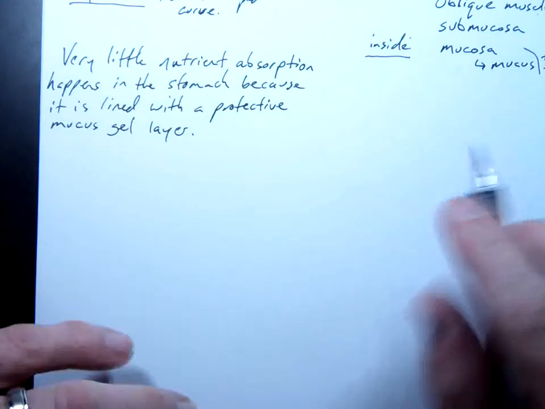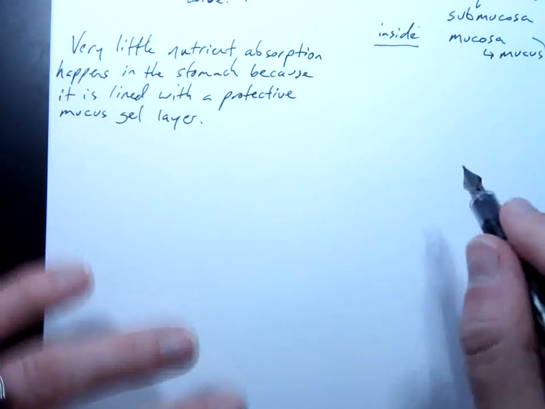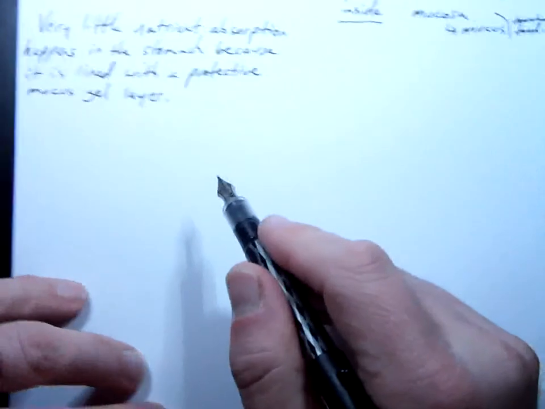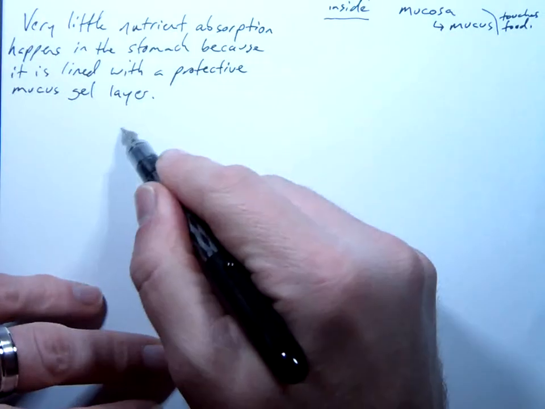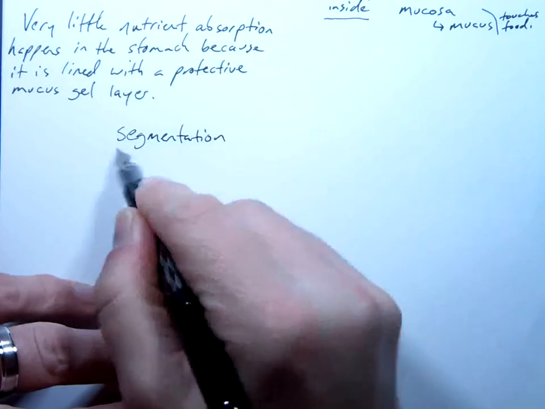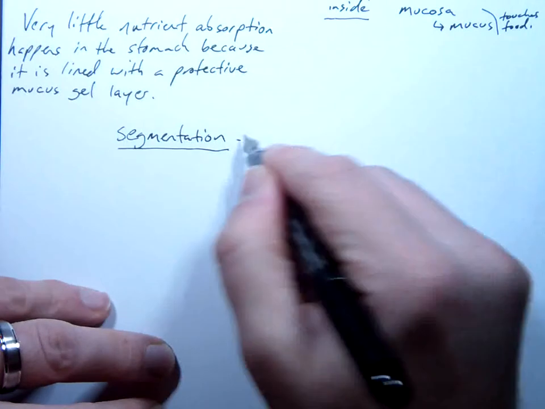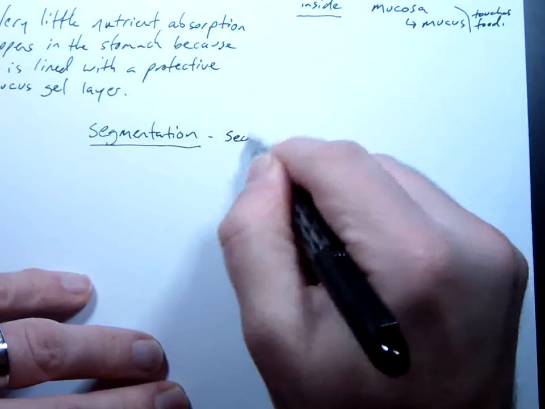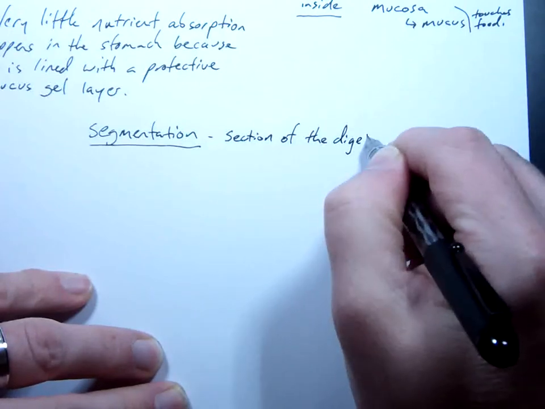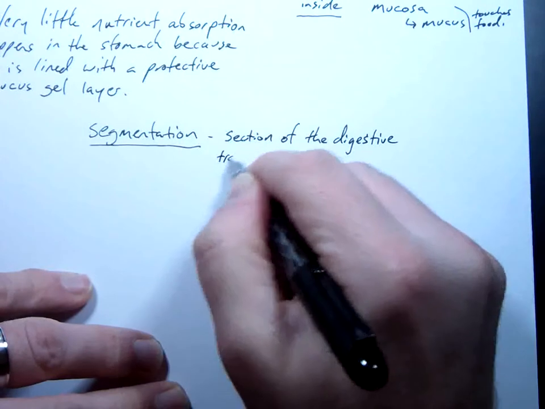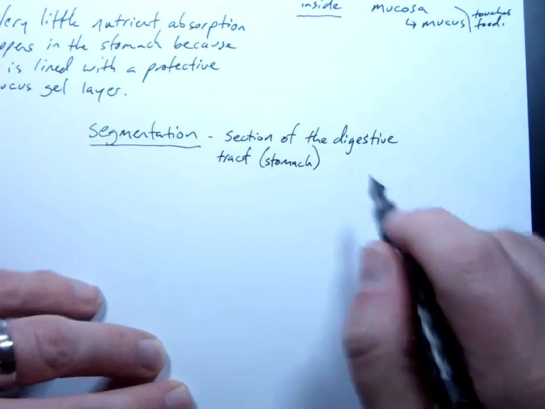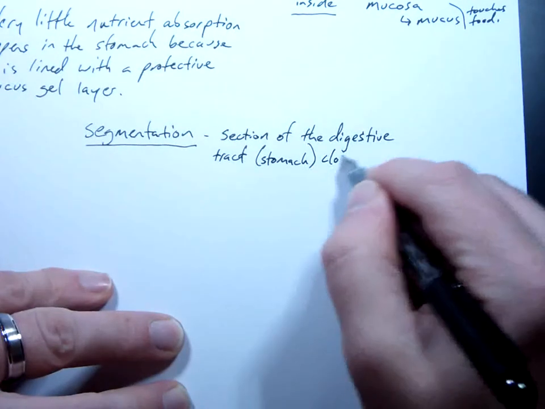Okay. Now, the type of digestion that occurs in the stomach is twofold. It's chemical, but it's also mechanical. There is a term for the mechanical processing that happens in the stomach, and the term is this: segmentation. Because it segments off a section of the digestive tract. Here we're talking specifically of the stomach. It doesn't really happen anywhere else in humans. It closes at both ends.